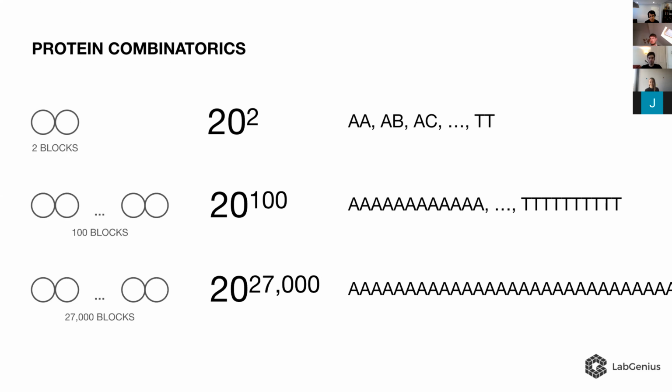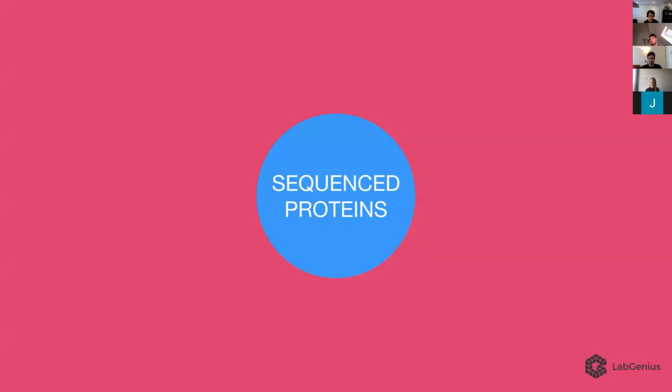And if you had a protein of 27,000 building blocks, which is the longest protein that is known today, this would yield 20 to the power of 27,000 different variants. This is insane. This is a crazy number. But have all of these proteins been seen in nature?